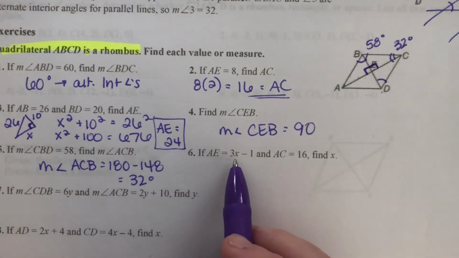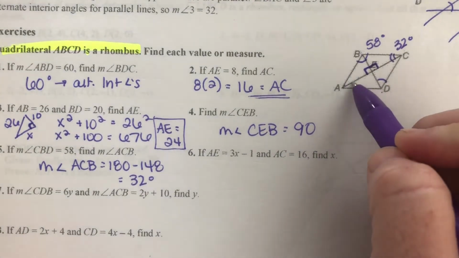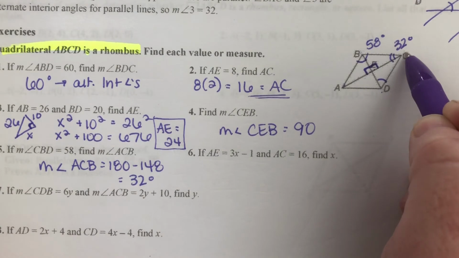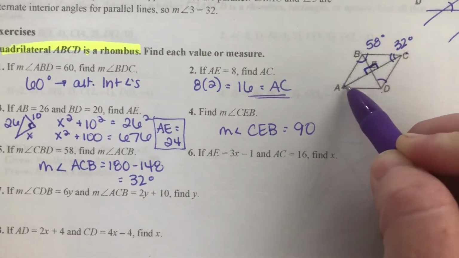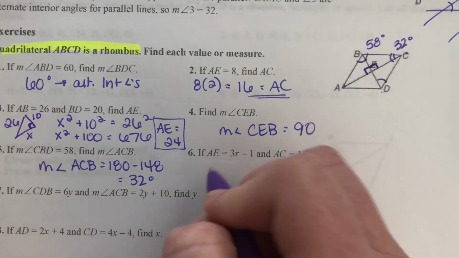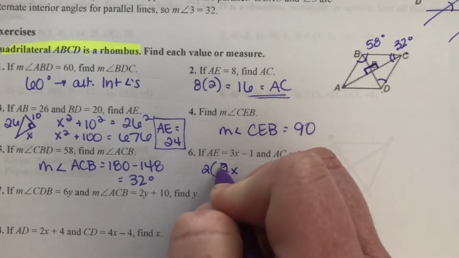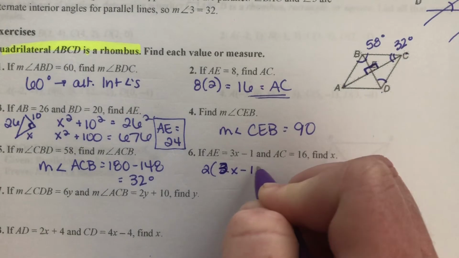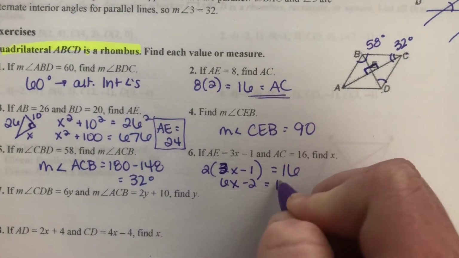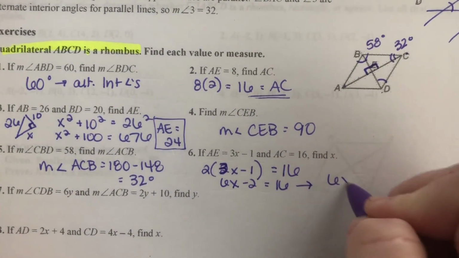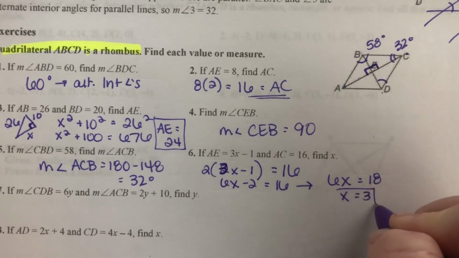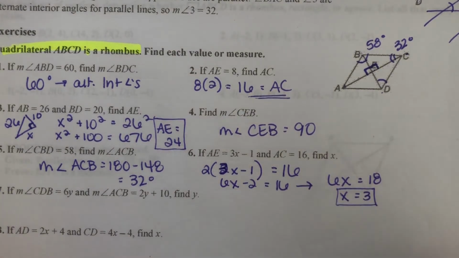All right, number 6. If AE is 3x minus 1, AE is just from here to the middle, and AC, the entire thing, is 16. Find x. Well, 2 of these AEs equals the whole thing, AC, right? Because AE is half, so that means EC is the same size. So 2 of these, 3x minus 1, are equal to 1 entire AC. So 6x minus 2 equals 16. Add 2 to both sides. 6x equals 18. And then divide by 6. So x is going to equal 3. And it told us to find x, so we did.